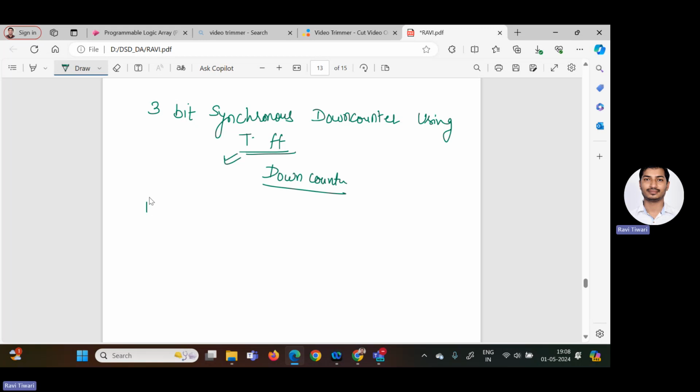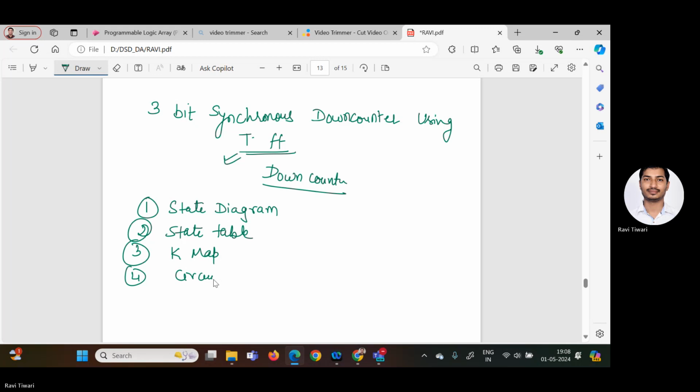First, we will draw the state diagram. Second, we have to draw the state table. Third, we have to draw the K-map to find out the expressions of the input for the T flip-flop, and then we will draw the circuit diagram. So let's see the first step, that is the state diagram.